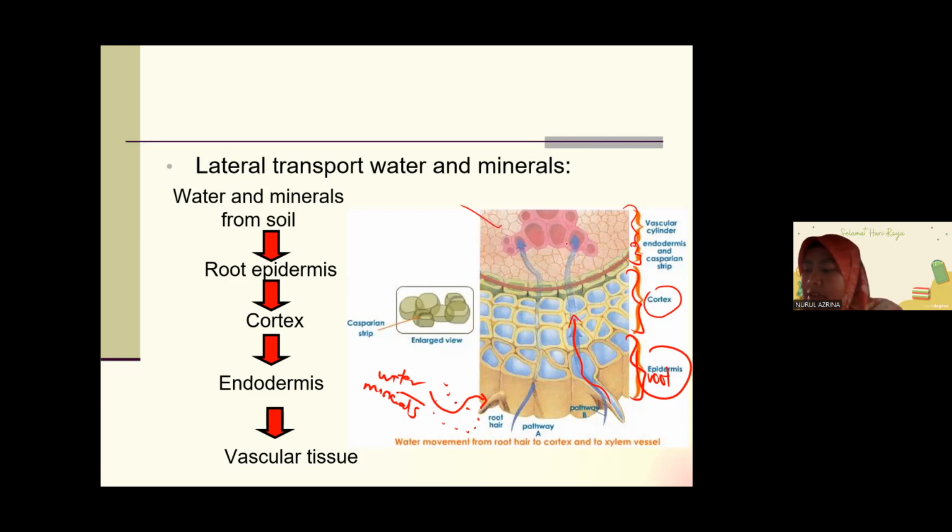Remember, this is the structure of vascular tissue in the root, where you have the center cylindrical vascular cylinder. This is the pathway that you have to memorize related to the transportation of water and mineral in short distance transport. From the soil, into the root epidermis, cortex, endodermis, and then vascular tissue.